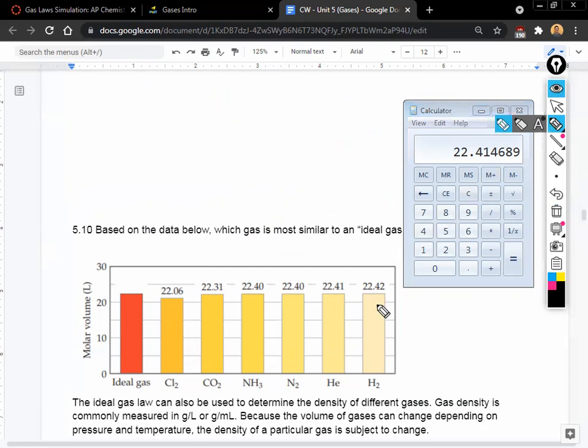This table shows us the different types of gases, and it tells us how much volume 1 mole of them takes up. This is real life data, and I want you guys to figure out which one of these gases is most similar to an ideal gas. Take about 30 seconds. Look at the chart and try to figure that out. Which one of these is most similar to an ideal gas?